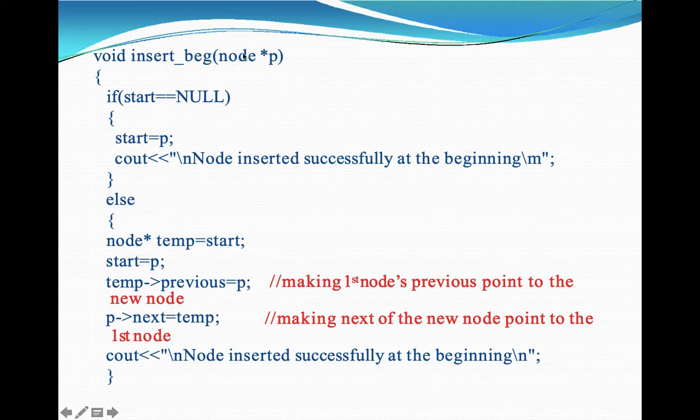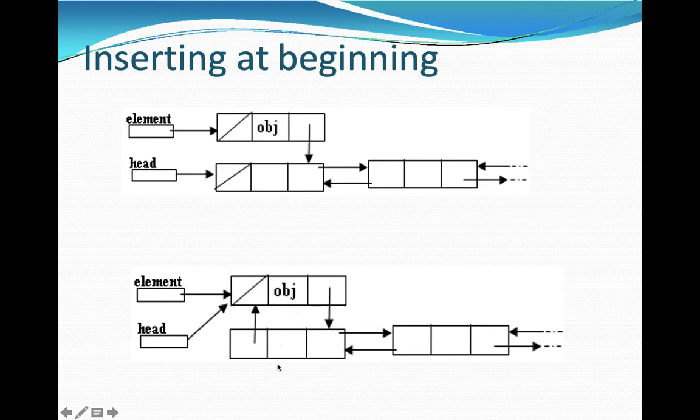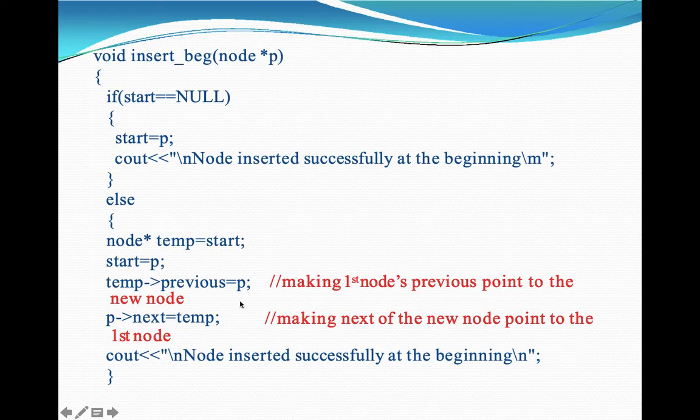Node pointer equal to temp. So p is the new node which you want to insert, right? And temp is what? This is the previous node, the current one, or the previous one to say. This is actually acting as a previous, and this is the new one.